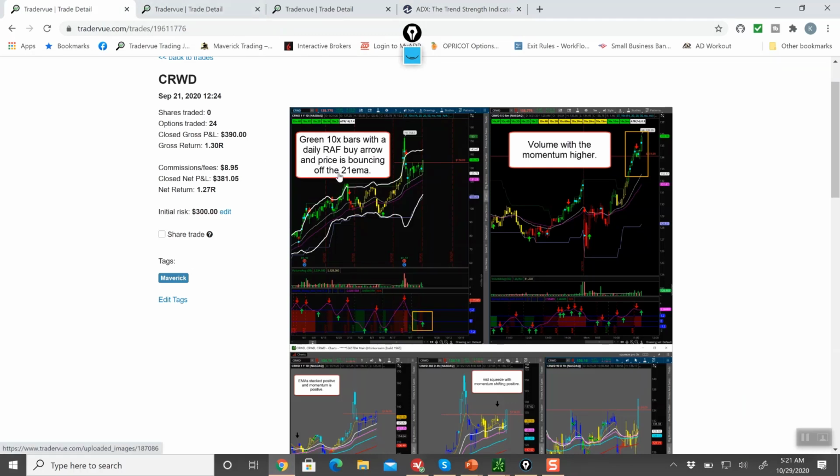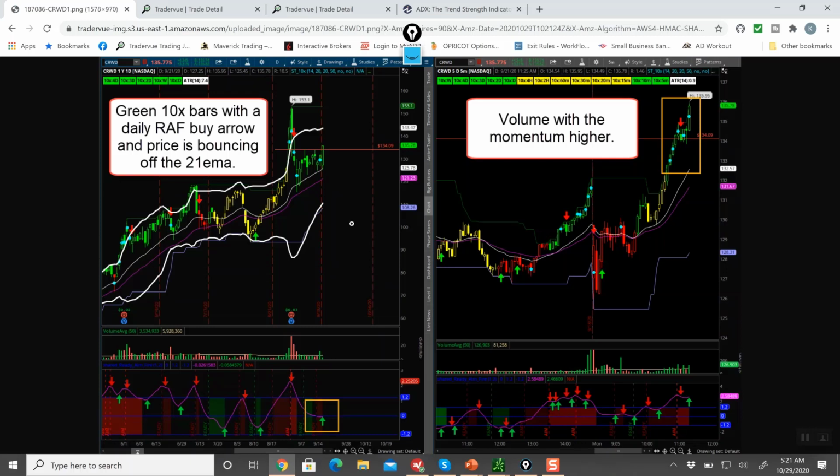All right, and here's crowd. I did a targeted butterfly on this. I should have just done a more directional trade, but here's just one more example of using it to go directional versus sideways.